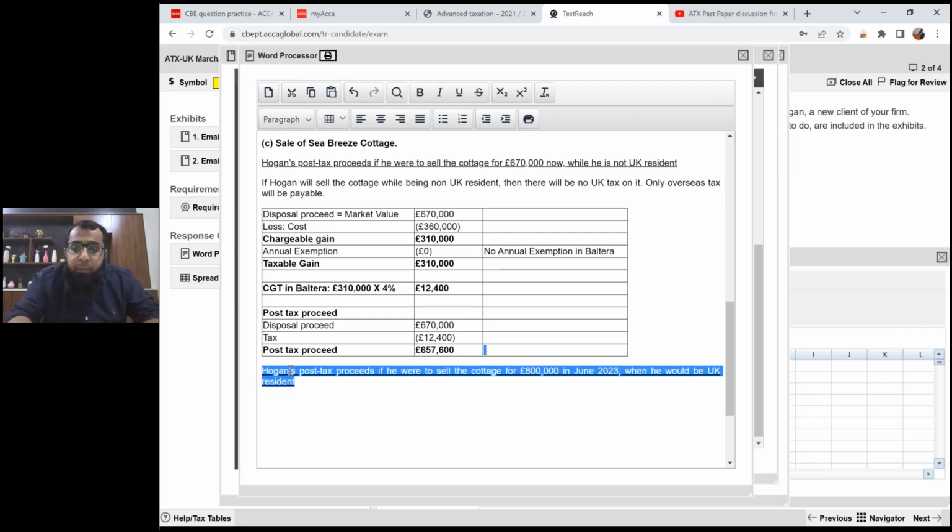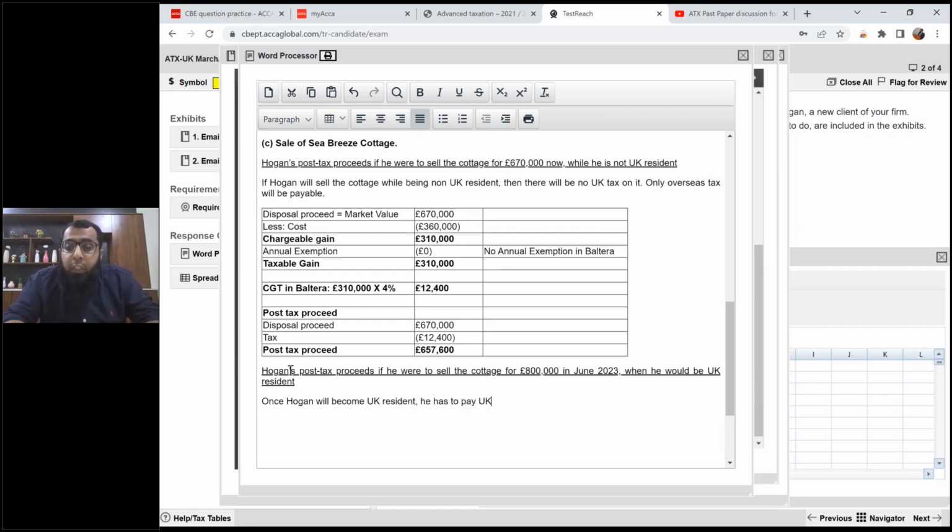Let's develop the answer for it. Once Hogan becomes UK resident, he has to pay UK CGT on sale of the cottage.